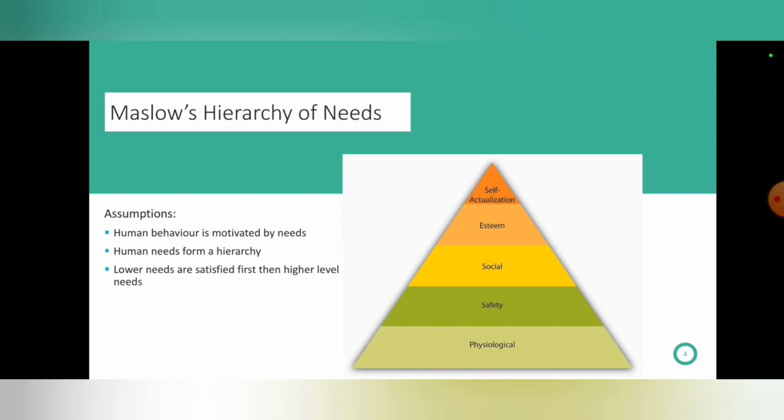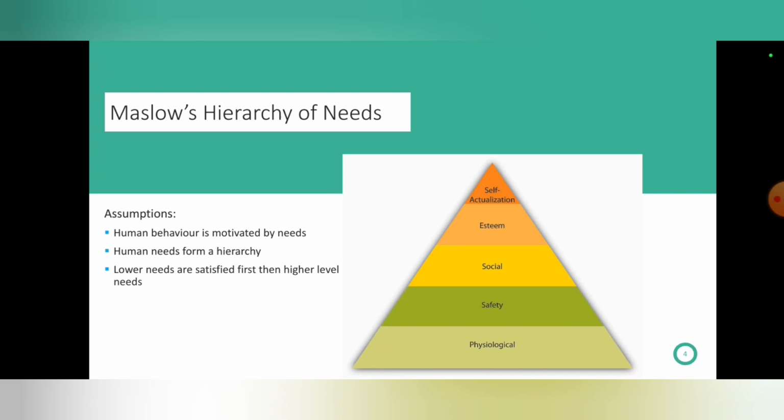Now, this is Abraham Maslow's assumption of human needs. He said that every human behavior is motivated by needs. So for every act or action that a person indulges in, the person is motivated by something. That is, he needs something, that's why he's doing that act. And human needs are hierarchical, meaning they are in order. One need is satisfied, then you move to the next one. Lower needs are satisfied first, then the higher needs.